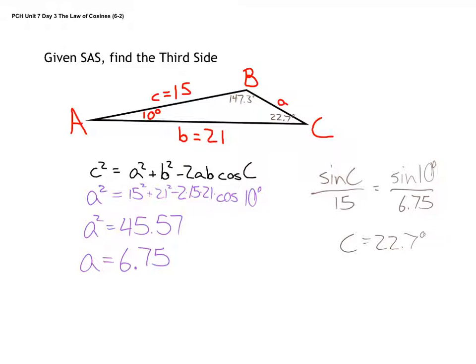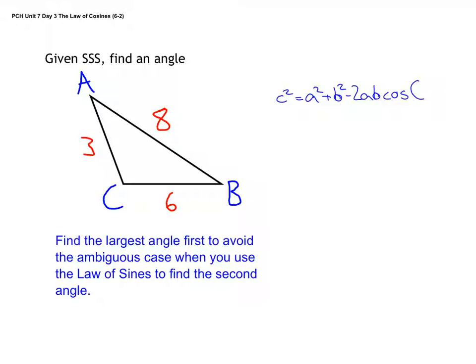Okay, so get into that habit of finding the biggest angle. If you're doing the law of sines, find the biggest angle last. However, looking at our next example here, notice I have side, side, side. I can find any of the angles I want. I could find angle A, or angle B, or angle C. I'm going to choose to find angle C first, because that removes the only possible obtuse angle.